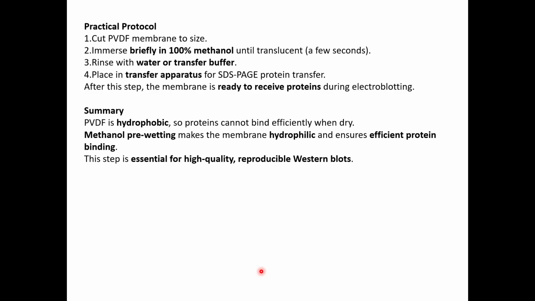So the practical protocol is to cut the PVDF membrane according to the size of your gel, immerse it briefly into 100% methanol until it turns translucent. It can take anywhere between a couple of minutes to several minutes, and rinse with water or transfer buffer, and then place in the transfer apparatus for SDS-PAGE protein transfer. And after this step, the membrane is ready to receive proteins during electroblotting.